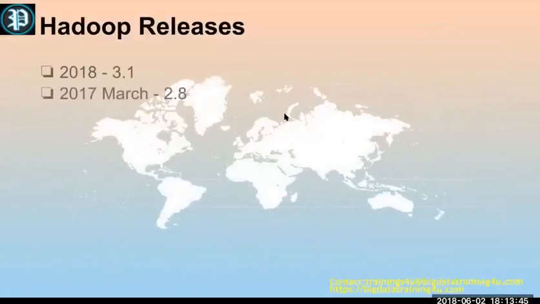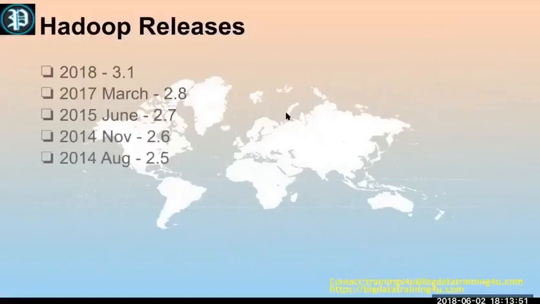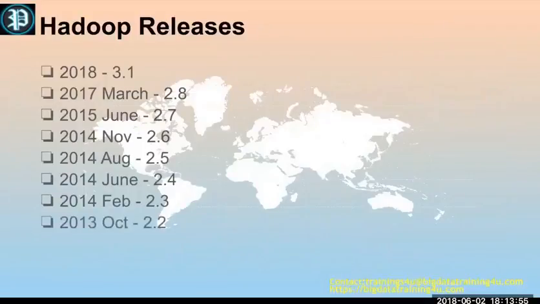Okay, so there are several releases happened for Hadoop so far. The latest one is the 3.1. So these are the previous well-known releases of Hadoop. So currently we are at 3.1. So in our demo, in our classes, we will be using Hadoop 2.7.1.